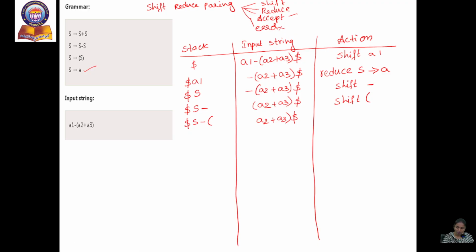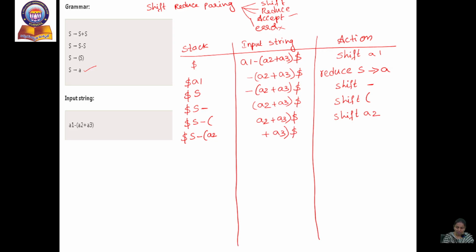Now I'm going to check whether S minus open bracket is available in the grammar. No. So again the shift action is done here. So shift of A2 is done here. As usual S will be there, minus open bracket, A2 will be available here. And what is remaining in the input string? Only plus A3 closed bracket dollar.